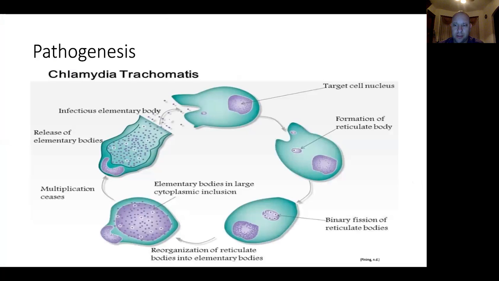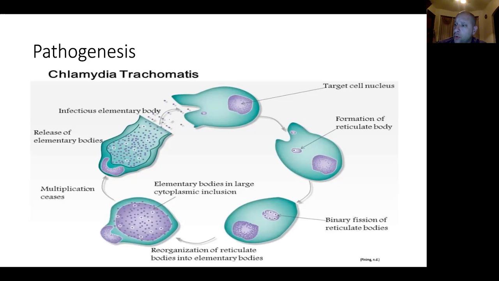They continue on to replicate via binary fission, those reticular bodies, and they progress to multiply, and ultimately they release their elementary bodies and continue the infectious process. And that is the circle of their life cycle.